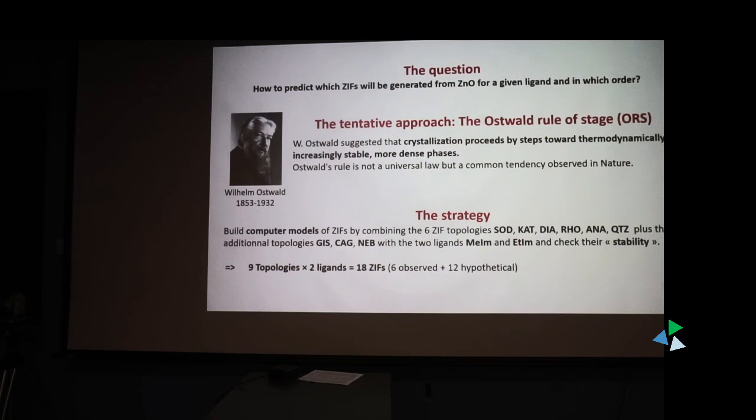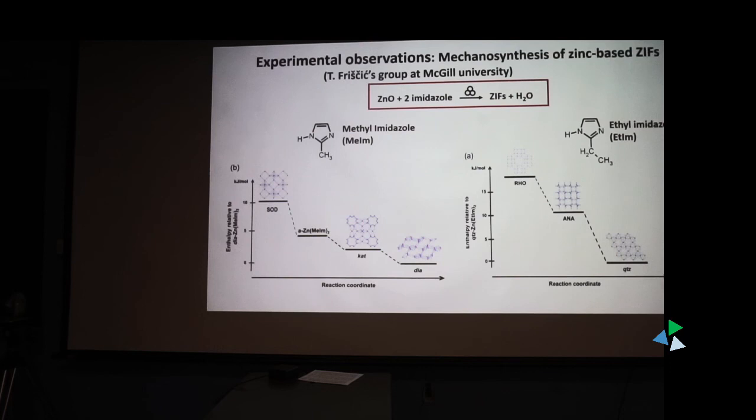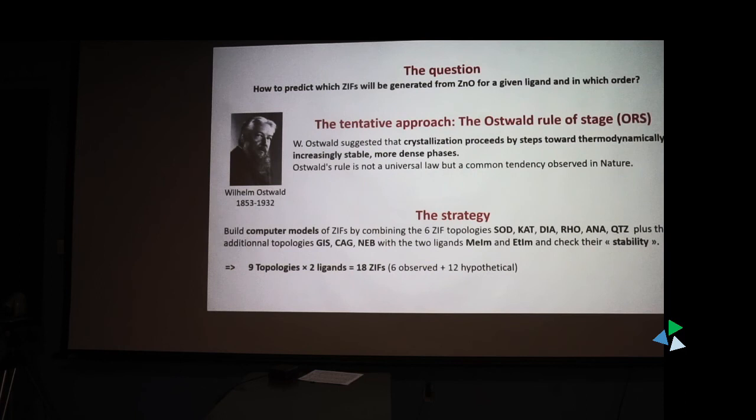So this makes sense, because if we come back to the previous slide, you see that the energy decreases, and we know also that the density increases in this direction. So it makes sense. Maybe we can use this simple rule to understand which ZIFs can be generated and in what order. So what strategy do we use?